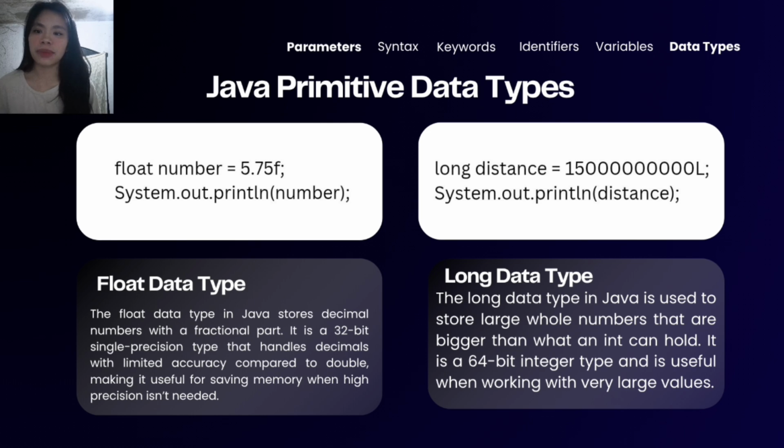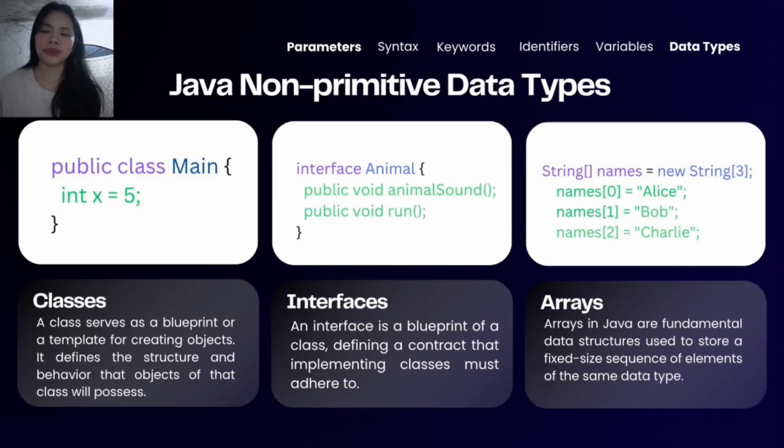5.75 on the screen. The long data type, on the other hand, is used for very large whole numbers that can't fit in an int data type. In the example, long distance equals that number saves a large number and System.out.println(distance) prints it, showing how long can handle big numeric values.